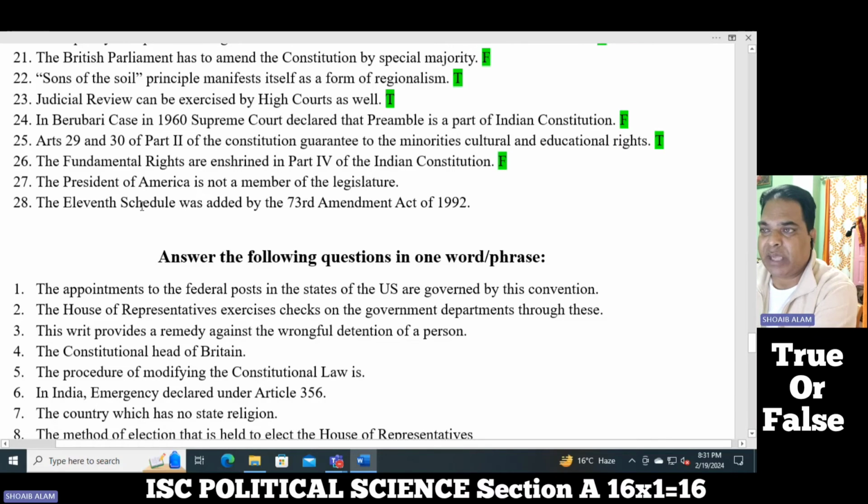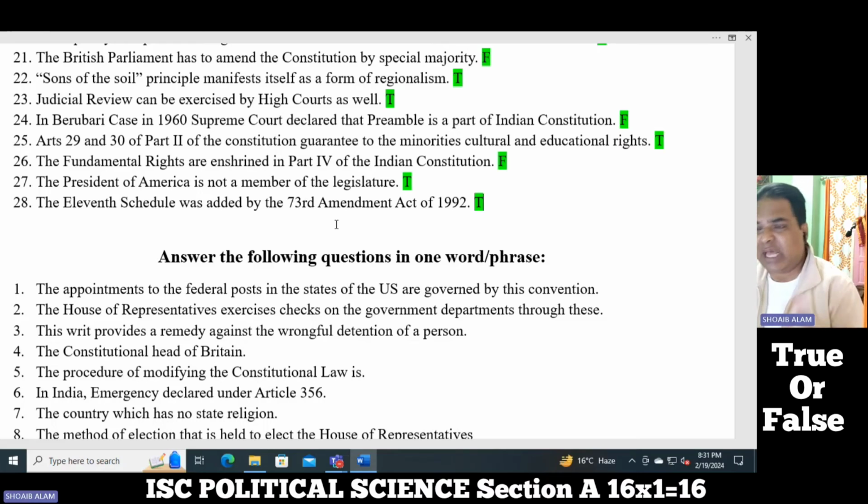The President of America is not a member of legislature. True. The 11th schedule was added by 73rd Amendment Act of 1992. This one is also true. So these are some of the true and false questions which you can practice for your board exams.